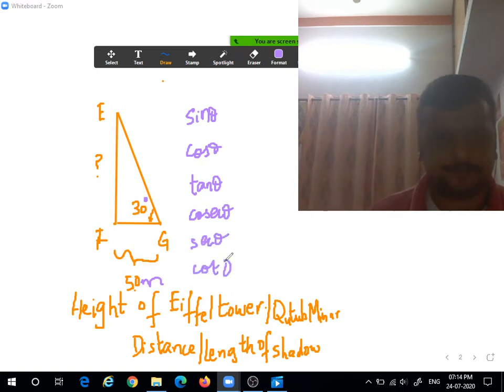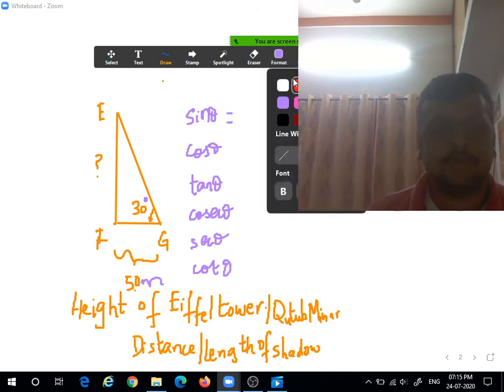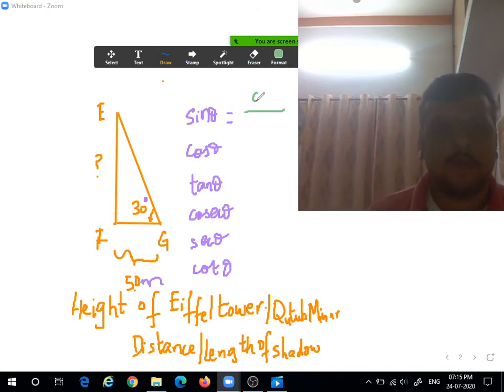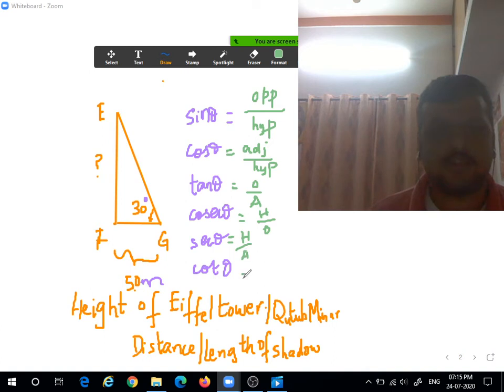cot theta. Sine theta is equal to opposite by hypotenuse. Cos theta is equal to adjacent by hypotenuse. Tan theta is equal to opposite by adjacent. Cosecant theta is the reciprocal of sine theta, so that will be H by O. H stands for hypotenuse, O stands for opposite, A stands for adjacent. So secant theta is H by A and cot theta is A by O.